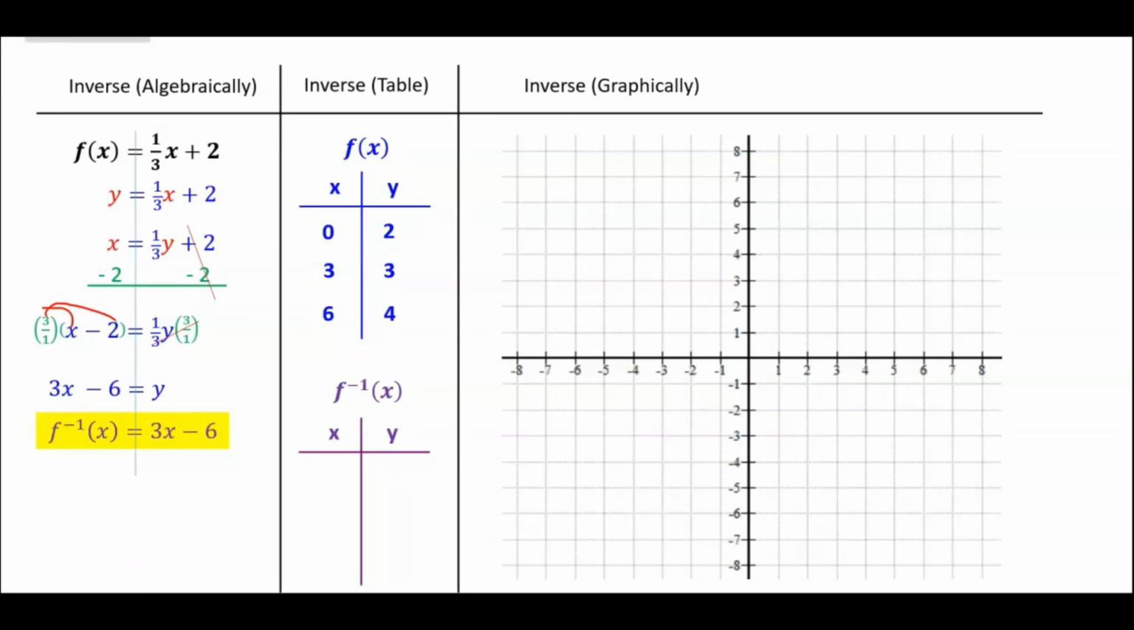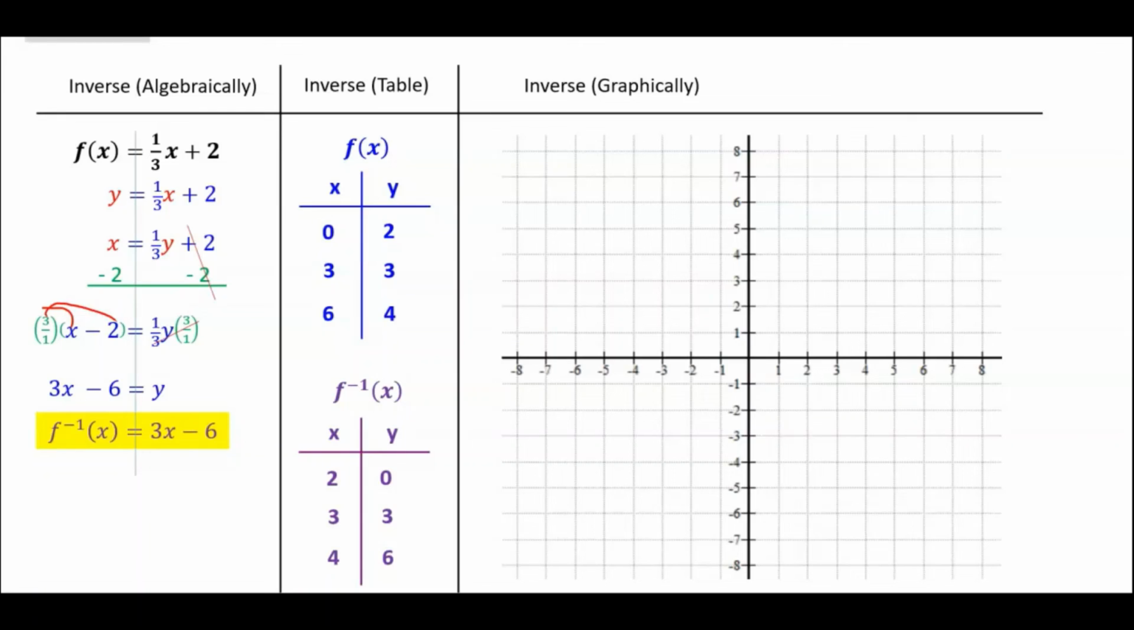So instead of 0, 2, I'm going to have 2, 0. 3, 3 switched around is still 3, 3. And then 6, 4 switched around is 4, 6. Do you see how to get an inverse table? It's probably the easiest thing you can do. Just flip the order. Flip, flip, flip.